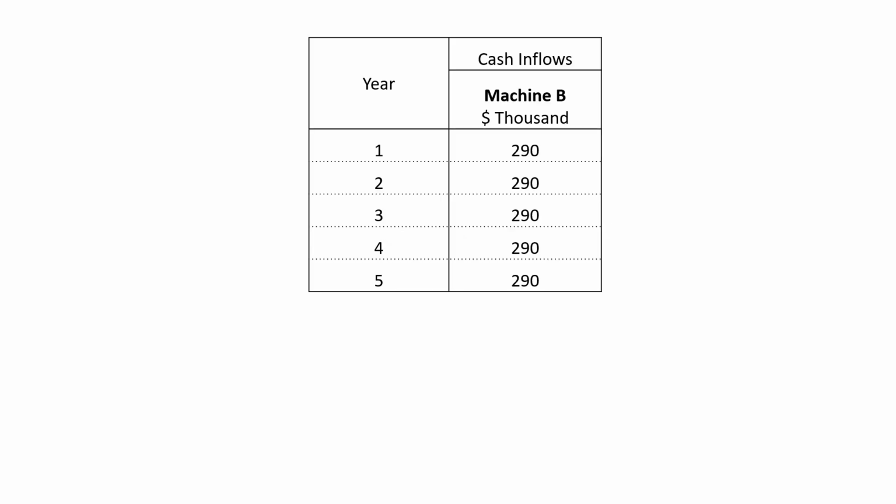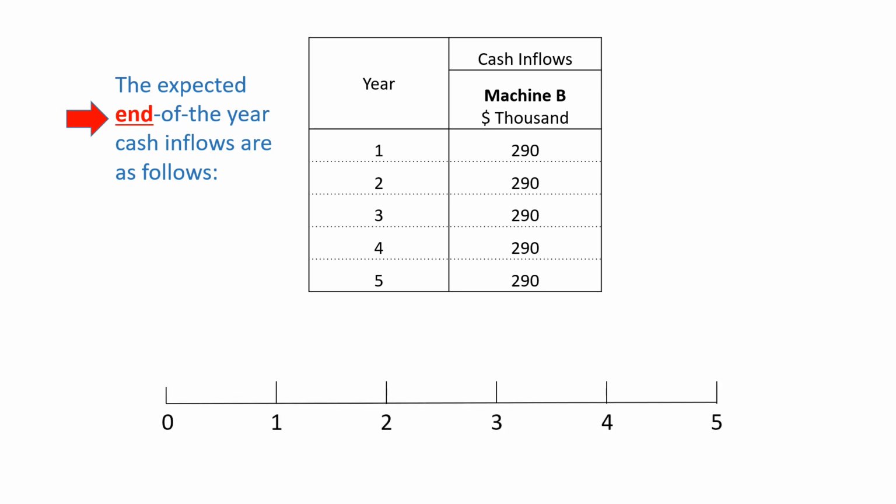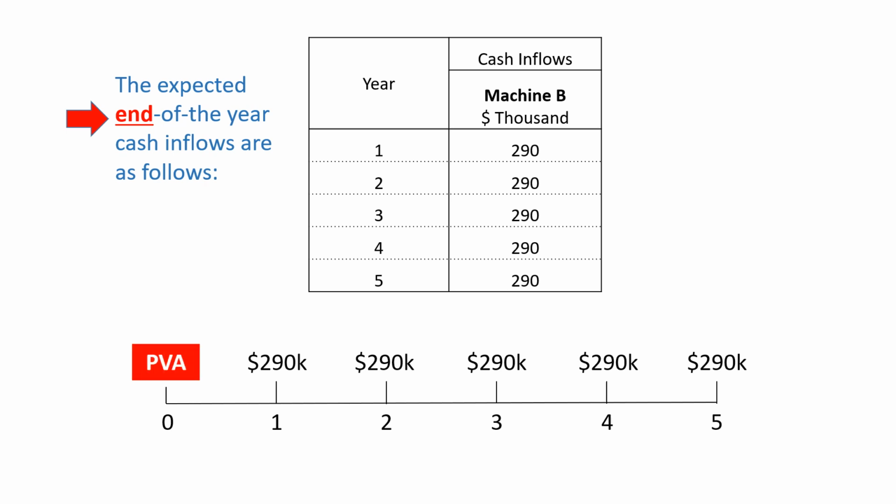Machine B. These are the cash inflows for machine B. The expected end of year cash inflows are as follows. Highlight to you, you need to take note of this: end of the year, not beginning, but at the end of the year. This is the timeline. There are cash inflows. Take note, all the figures are equal. So this is an annuity. And there's an empty one in the beginning of the period. So this is an ordinary annuity. We have to find PVA here.